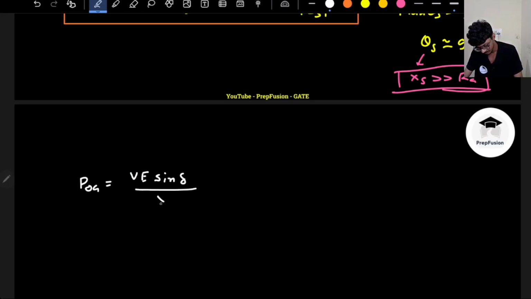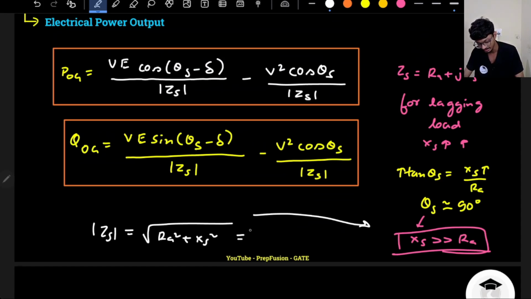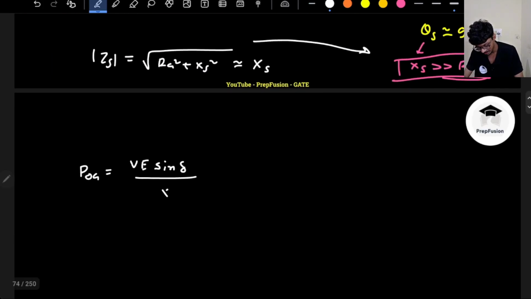divided by magnitude of Zs. So what will be your magnitude of Zs? Your magnitude of Zs is equal to under root of Ra square plus Xs square. Now I have already told you that Xs is very, very much larger than Ra. So your Zs also will be roughly equal to Xs only. So this will be VE by Xs. Okay. So this is the approximation that you can do.